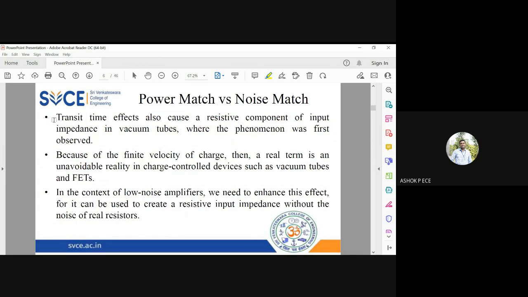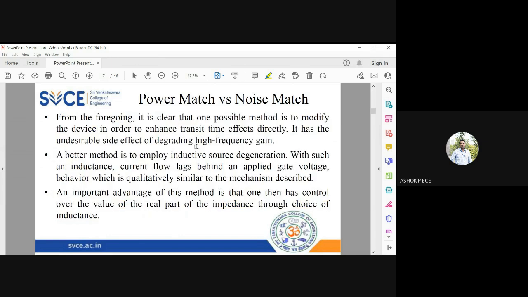So transit time effects also are a reason for that, because the charge carriers take a finite amount of time to reach from one end to another end. So we need to enhance this transit time effect for achieving a proper power match or noise match. So one method is using inductive source degeneration. What happens at the input side is you are going to have an inductance, and the inductance will produce a lagging effect, which will slow down your transit time. So that is going to help in achieving some benefits for me. So that is going to be one method where I have control over the value of the impedance.